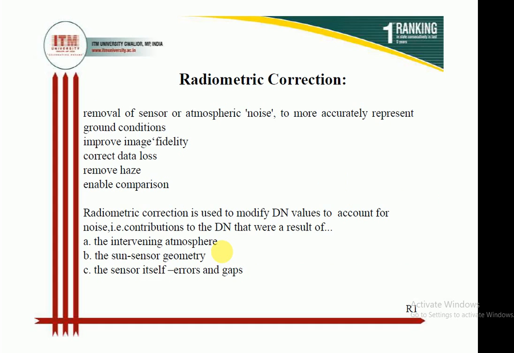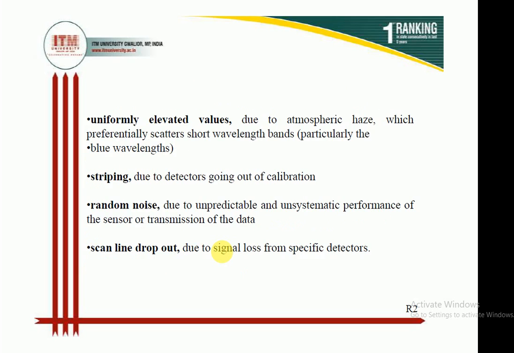Radiometric correction is needed to improve the image fidelity, to correct the data loss, to remove the haze, and to enable comparison between different land features. Radiometric correction basically improves the digital number or brightness value of a certain image. Means if we improve the brightness factor or the shades of gray in a certain area of a certain pixel, then the quality of the image is enhanced. The main problems which cause the radiometric variation are the intervening atmosphere, the sun-sensor geometry, and the sensor itself.